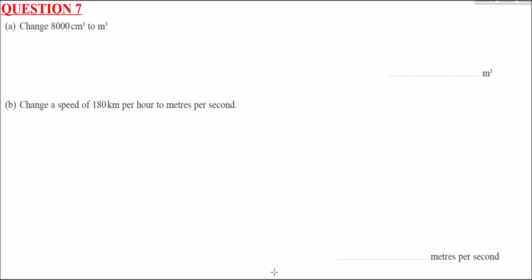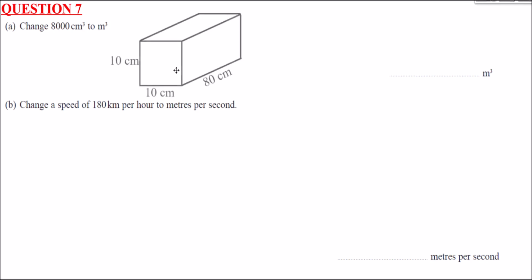Question 7. Change 8,000 cm cubed to cubic meters. Now there are formulae you can remember for these, but I'd rather just try and imagine a simple shape, a cuboid that has a volume of 8,000 cm cubed. I'm making up some measurements for it so it would have that particular volume. One I've gone for is one which is 10 centimeters by 10 by 80. This shape here does have a volume of 8,000 cm cubed.